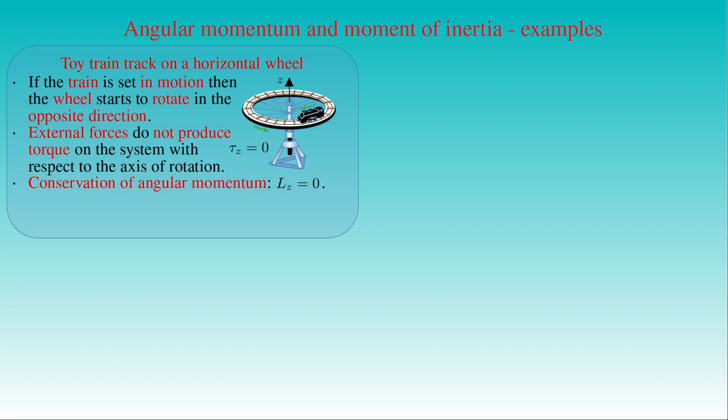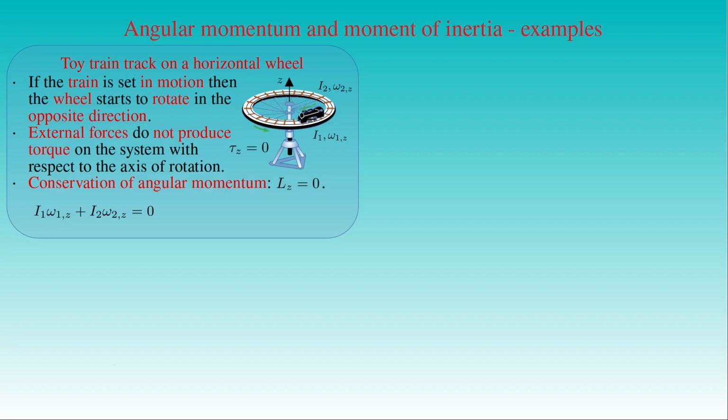Let I1 denote the moment of inertia of the toy train with respect to the z-axis, and ω1z denote the z component of the angular velocity vector of the moving train with respect to the lab frame. Similarly, let I2 and ω2z denote the corresponding quantities for the wheel. We can write that the moment of inertia I1 times the angular velocity ω1z, plus the moment of inertia I2 times the angular velocity ω2z vanishes.